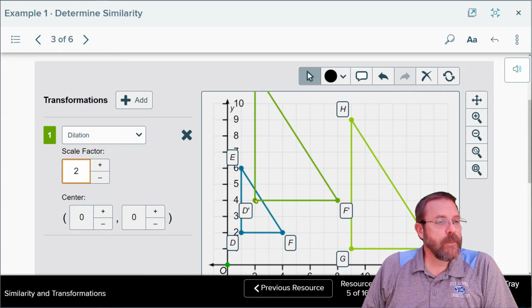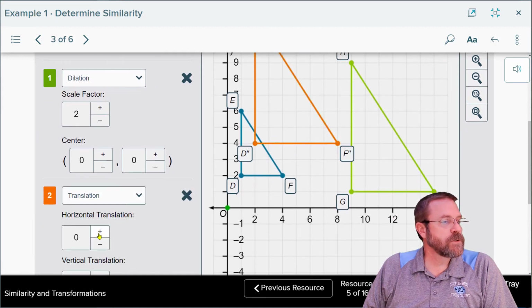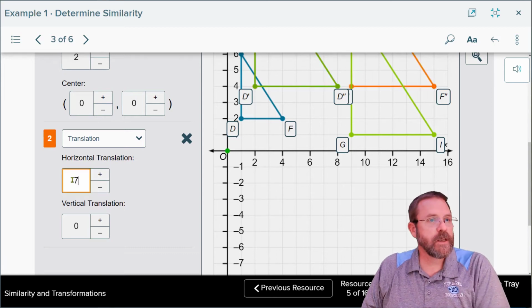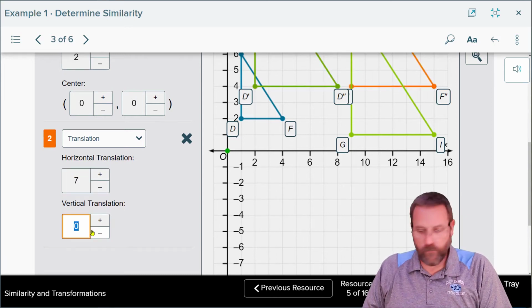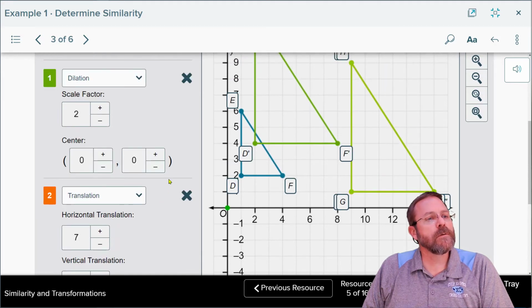Well, I like doing the right angle point. I'm going to go down 1, 2, 3, and right 1, 2, 3, 4, 5, 6, 7. So I'm going to add another piece, and this time we'll do a translation where I'm going to go right 7. So let's put in a 7 here, and down 3, so that's going to become a negative 3, and boom, now we should be right on top. And did it actually move it? It didn't.